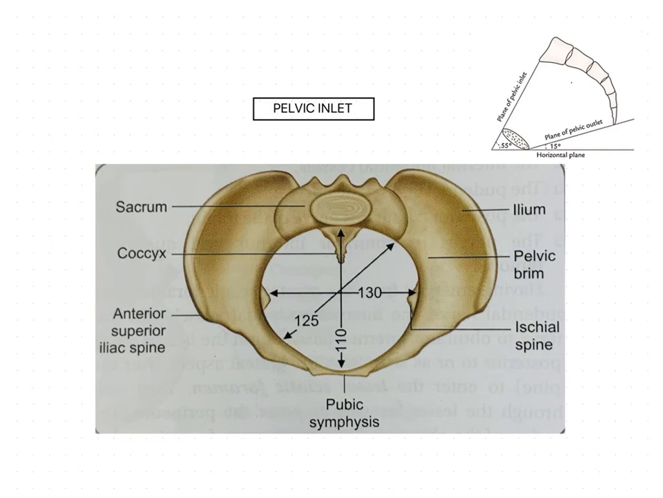I have already mentioned the plane of pelvic inlet when we were dealing with the introduction of the abdomen. The abdomen is divided into the greater part and the lesser part. So the greater part is divided from the lesser part by the plane of this pelvic inlet. This pelvic inlet is a line drawn from the sacral promontory to the pubic symphysis, which makes 55 degrees with the horizontal plane. Okay, so that is the plane of pelvic inlet.